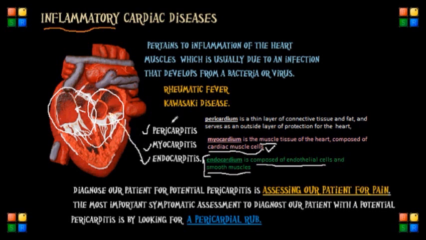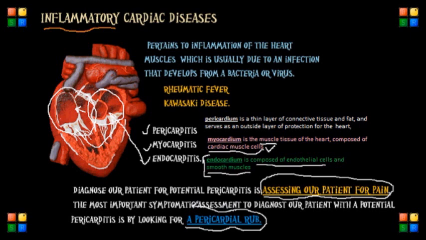Now, I want to quickly go over important things to remember for your NCLEX exam. One of the ways to diagnose our patient for potential pericarditis is assessing our patient for pain, right? But the problem with that is pain can usually also be associated with other conditions. So, one of the more important symptomatic assessments to diagnose our patient with potential pericarditis is looking for what we call the pericardial rub. A pericardial rub, or sometimes called a pericardial friction rub, can be detected by obviously using a stethoscope. And basically, it's a sign of inflammation, right?